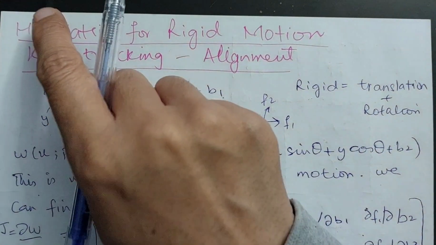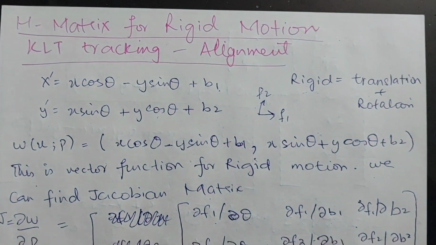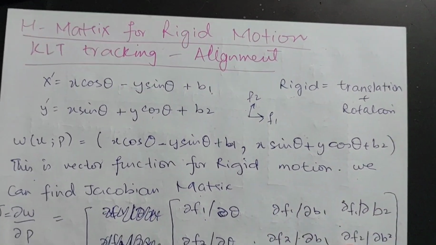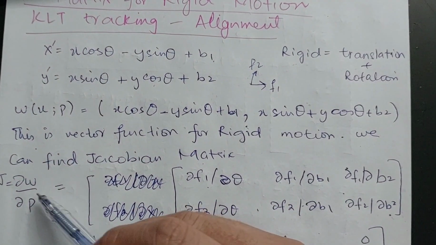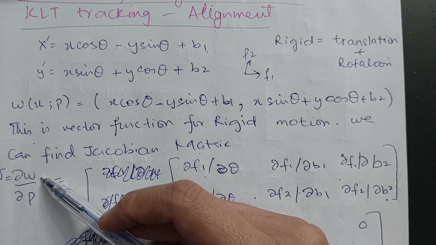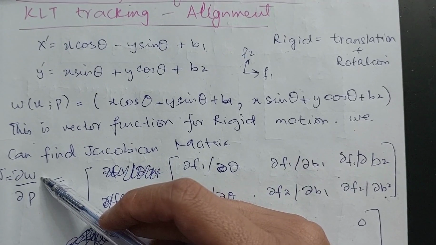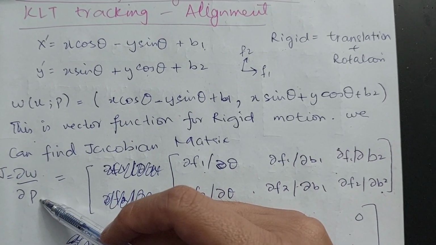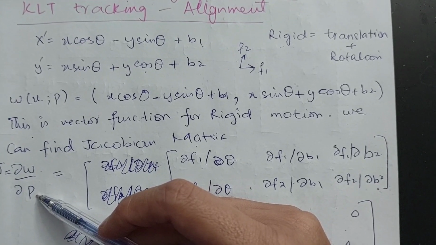Now if we want to find out the H matrix, the first step is that we have to find the Jacobian matrix. You know that the Jacobian of any vector function is equal to the partial derivatives of that vector function with respect to all those parameters in which that vector function is defined.